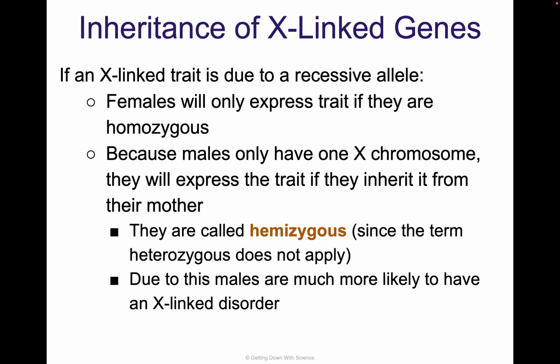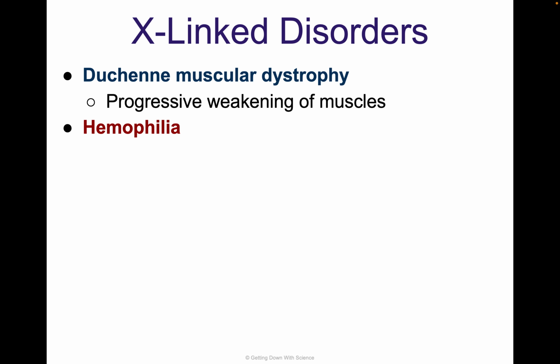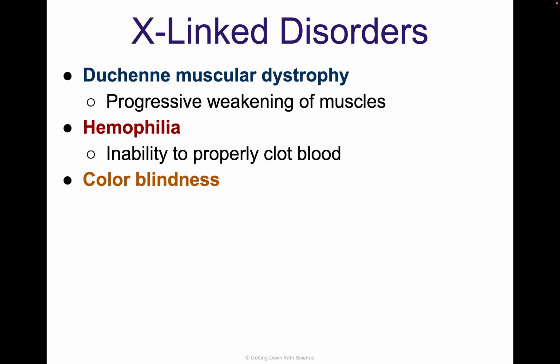Very cool stuff. Let's talk about some X-linked disorders. Duchenne muscular dystrophy is one. This is the progressive weakening of the muscles. Any sort of muscular dystrophy is just a progressive weakening of the muscles. Hemophilia, this is the inability to properly clot blood. That is an X-linked trait. Color blindness, as I said before, is also an X-linked trait, and because males only have the one X chromosome, they express it more frequently than females.